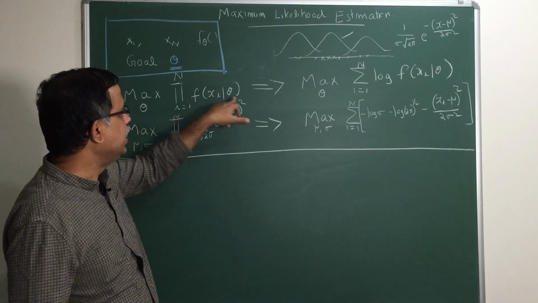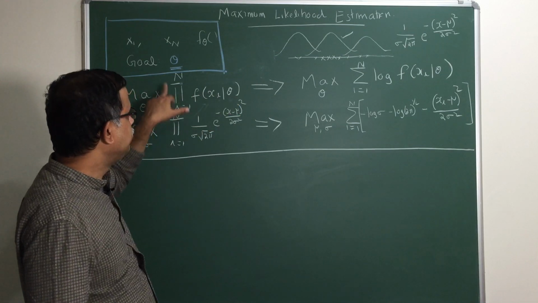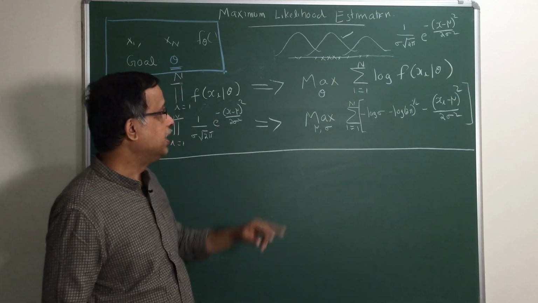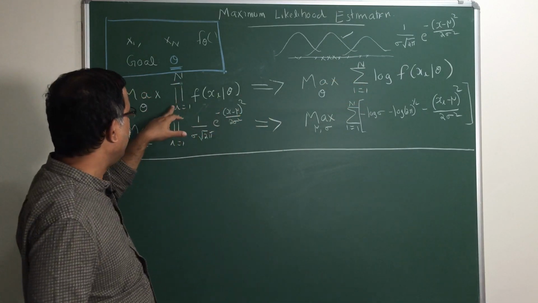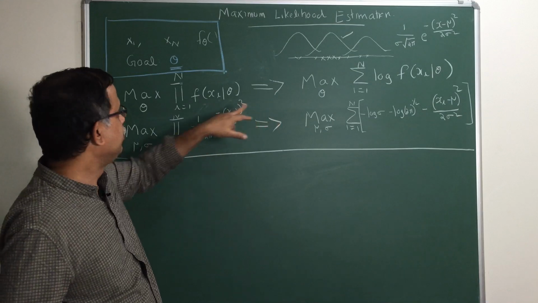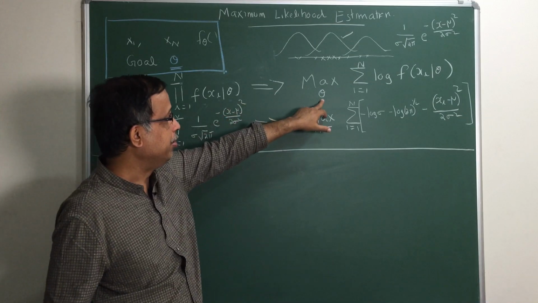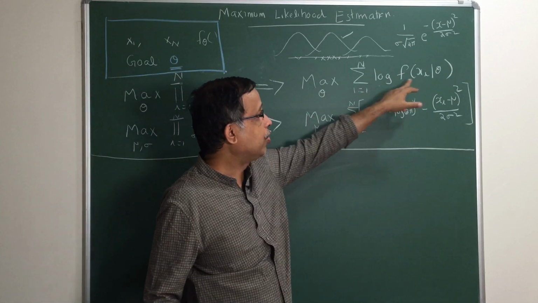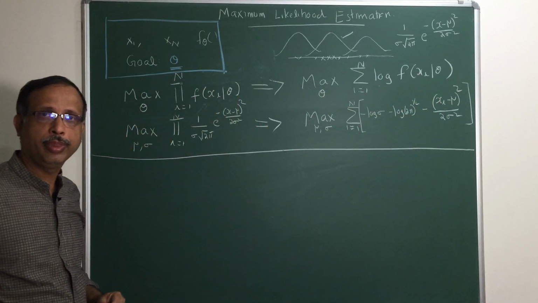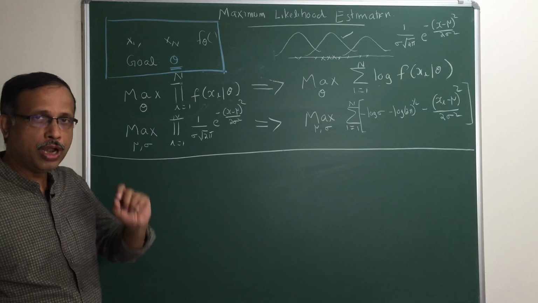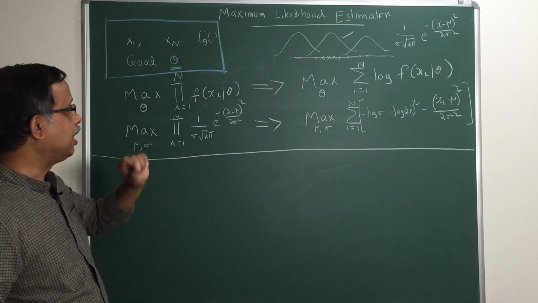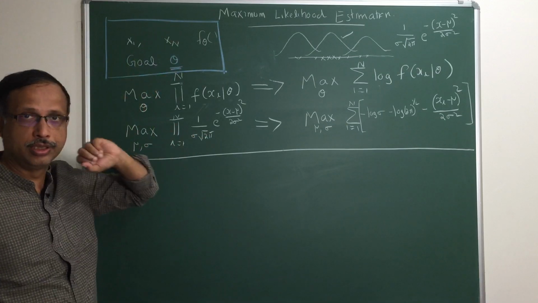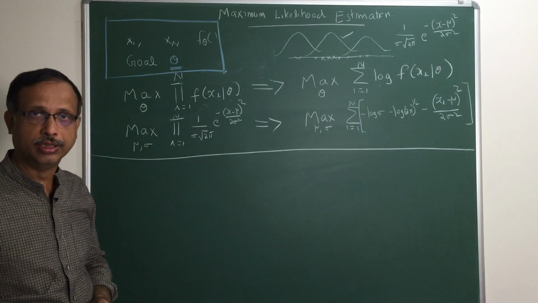Usually, these product terms are converted to addition with the help of log. We take a log of this function, which gives you the maximization problem remains maximization and product becomes sum and log of the same function. To understand this a little bit more precisely what happens, let us look at the situation where this function is Gaussian.